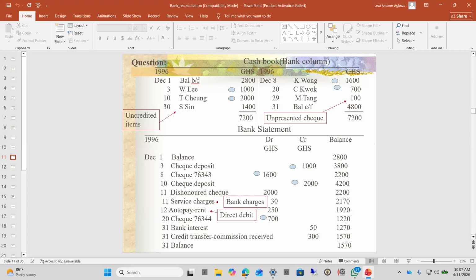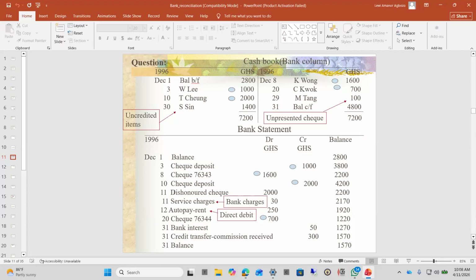There's no debit, there's no credit. The balance is 2,800. Very well. And on 3rd December, that's the check deposit on the credit side, that's 1,000. The balance is 3,800. Okay. That's on 8th December, the check number 76343. On the debit side, 1,600, and the total balance is 2,200.